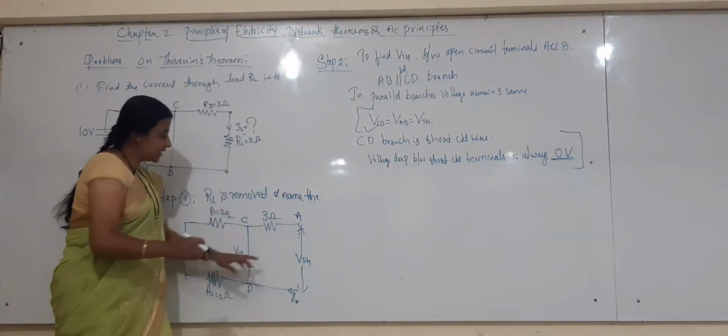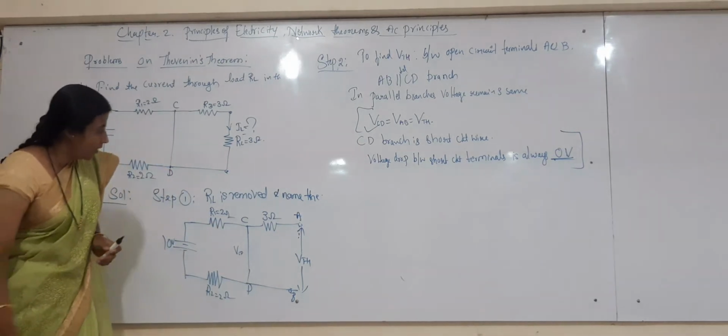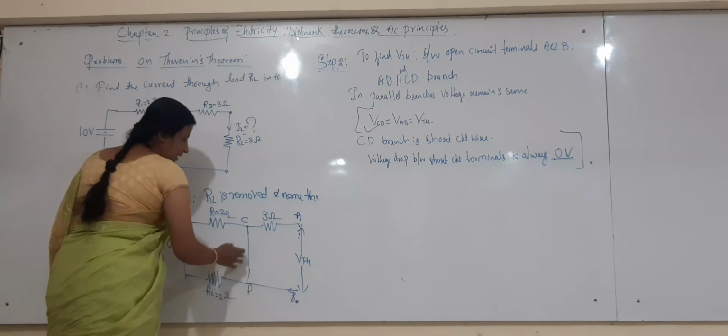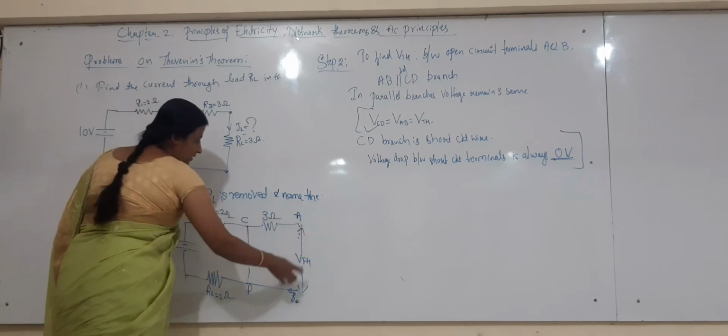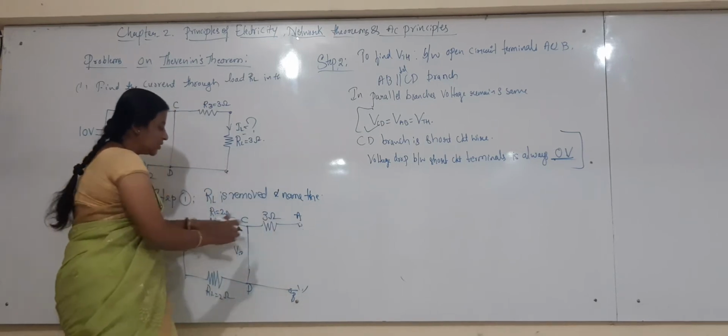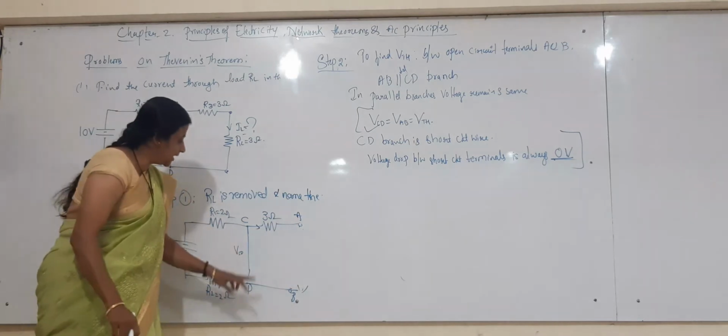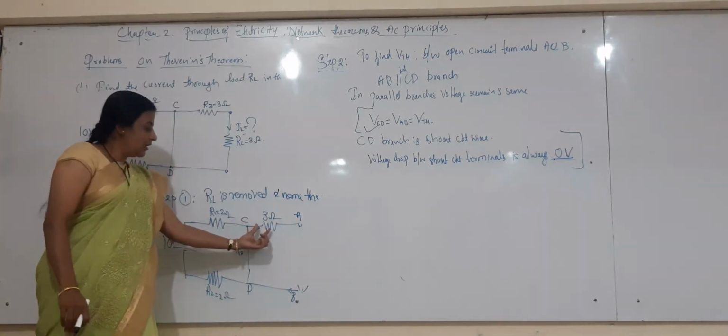Our concept is that we have to find the VTH, and VTH is the same as VCD. Whenever these terminals are open circuited, with the two terminals open, no current flows through the 3 ohm resistor.